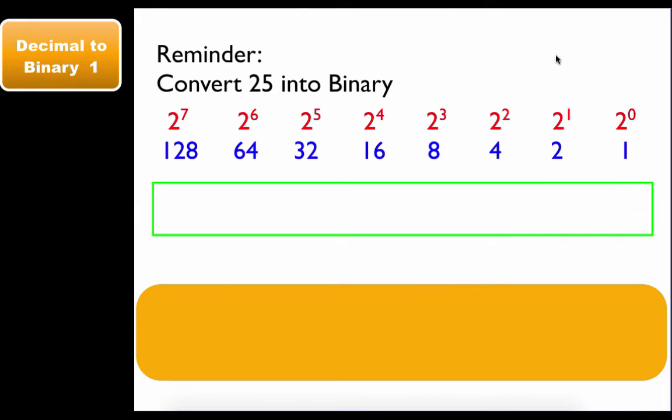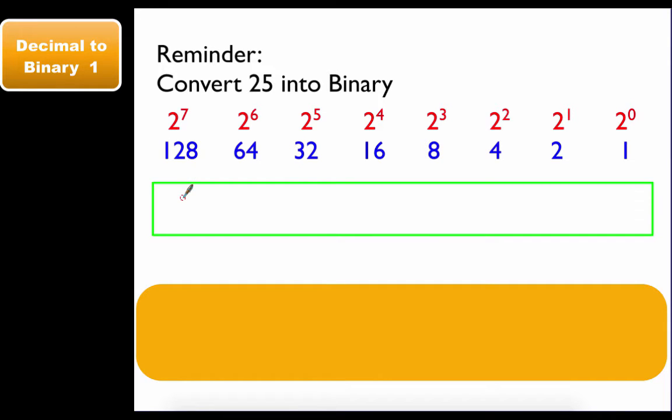Let's say we have a decimal number. In this example, we have 25, and we want to convert it into binary. Well, let's see how that will look. Up here we have 2 to the power of 0, 2 to the power of 1, 2 to the power of 2, 2 to the power of 3, 2 to the power of 4, 2 to the power of 5, 2 to the power of 6, and 2 to the power of 7. It's always 2 to the power of because we want to convert into base 2. So let's go ahead and start converting 25 into binary.